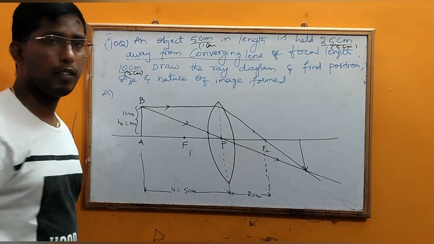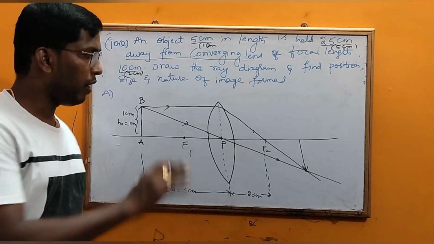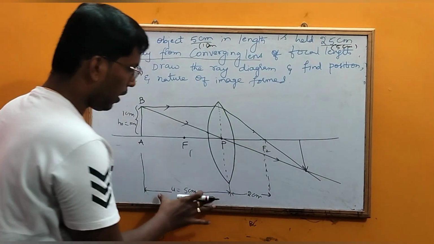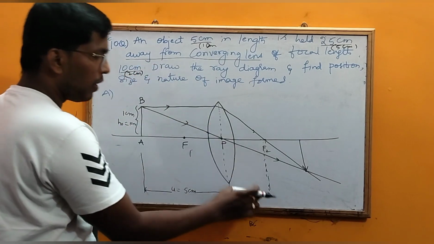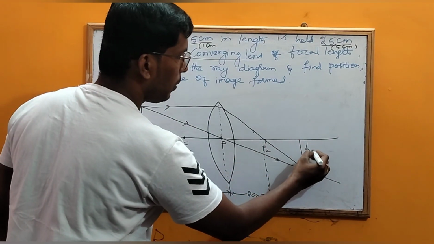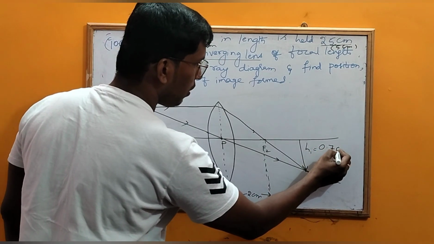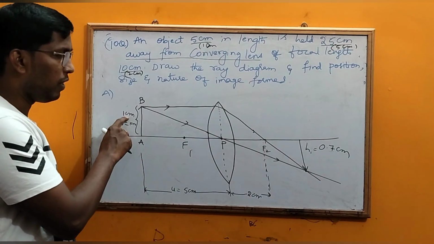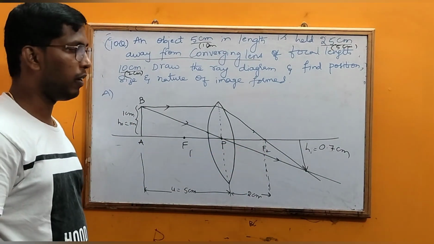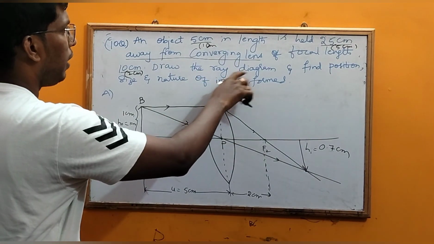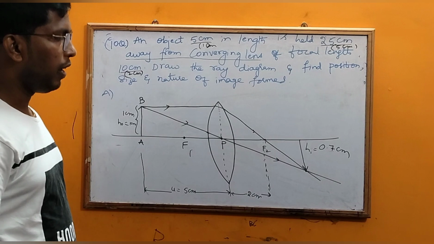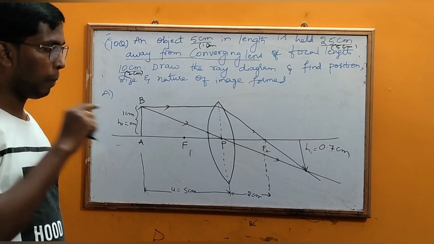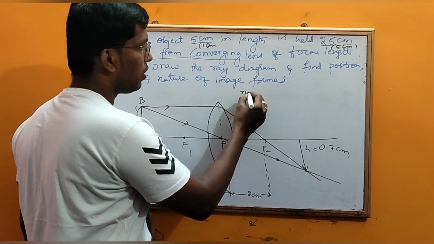It will be less than that. You try, you measure it. When you take this scale, 5 centimeter as 1 centimeter, 25 centimeter as 5 centimeter, focal length 10 centimeter as 2 centimeter, the height of the image will be 0.7 centimeter. You try it in the class, in your notebook. So it is 1 centimeter for the object, 0.7 centimeter for the image. Now draw the ray diagram and find the position, size and nature of the image formed. Now tell me the nature of the image. First I will start with nature.